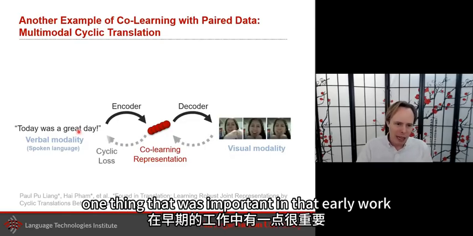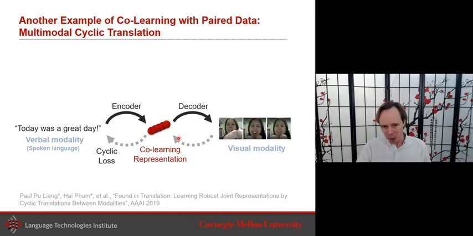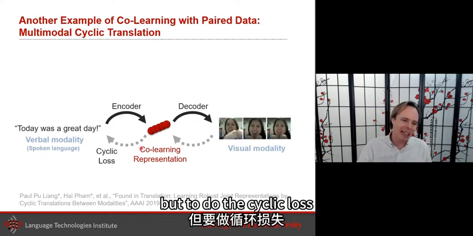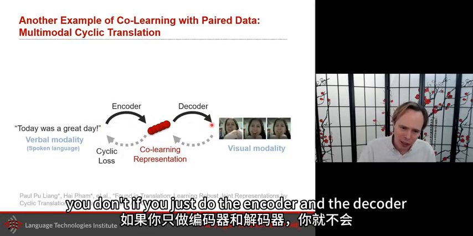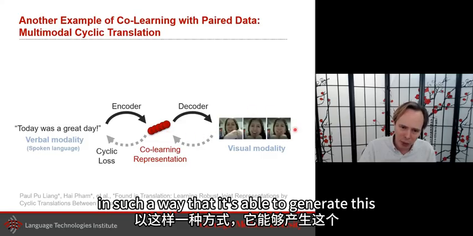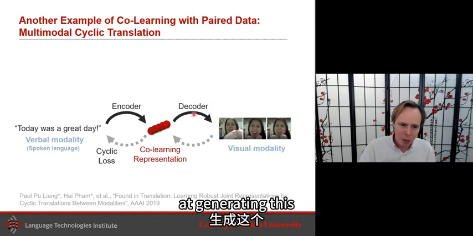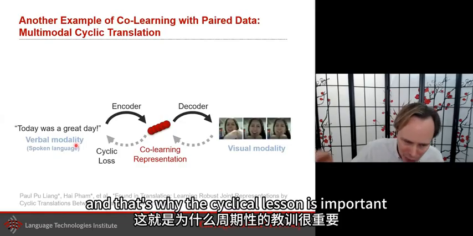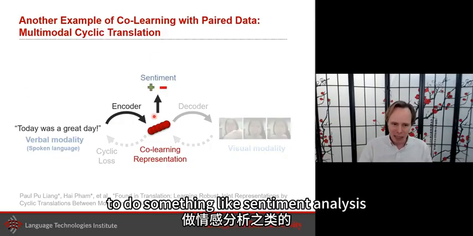One thing that was important in that early work, the newish work of 2019, was that it was important not only to do the encoder-decoder, but to do the cyclic loss. The cyclic loss was important because if you just do the encoder and the decoder, this representation will be learned in such a way that it's able to generate this. But we don't want this representation to be just useful at generating this. We want it to also be good at regenerating the original one, and that's why the cyclic loss is important. And then you can use that to do something like sentiment analysis.